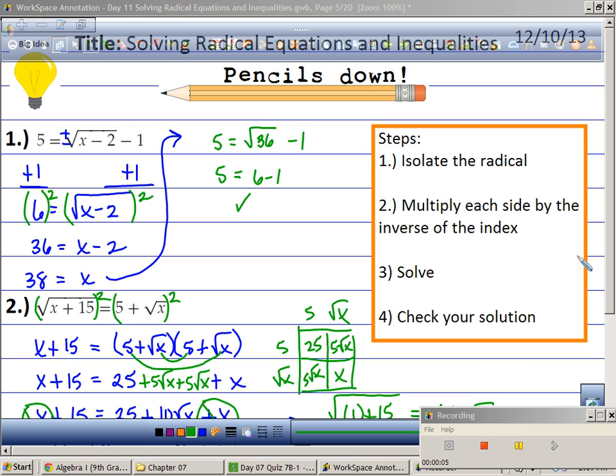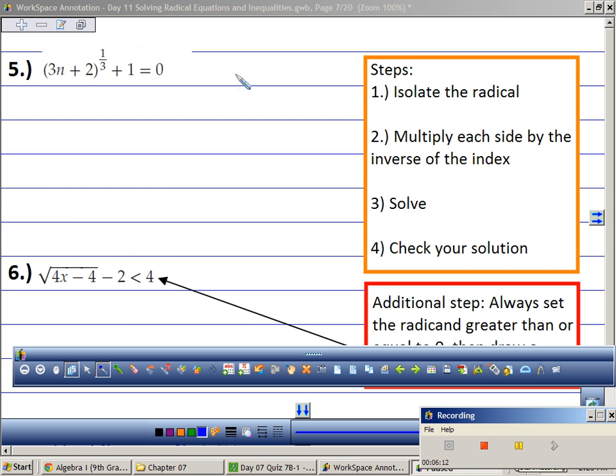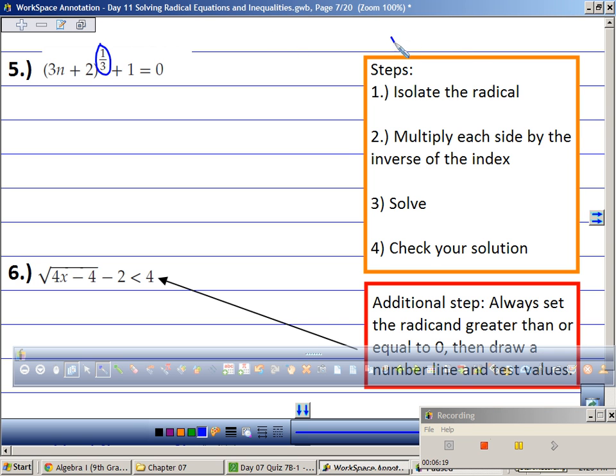Okay, so I'll do 2 more, and then we'll see how much time we have left. Okay, so (3n plus 2) to the 1/3 plus 1. I need to isolate my radical first, so I'm going to do that. If this makes you nervous, this is the same thing as saying the square root of 3n plus 2, or radical 3n plus 2 cubed. I've got one of them. All right, and what would I do with this?